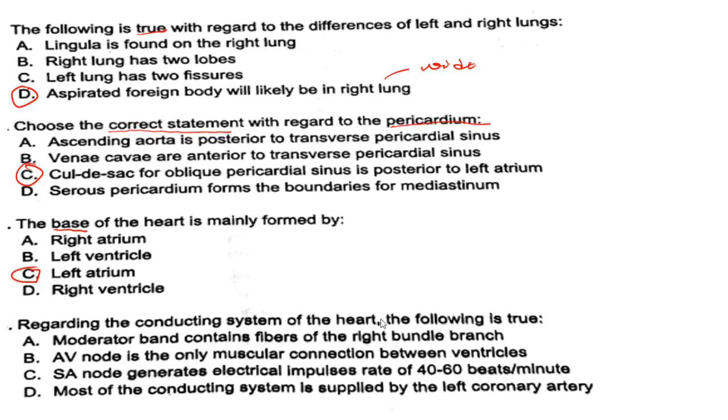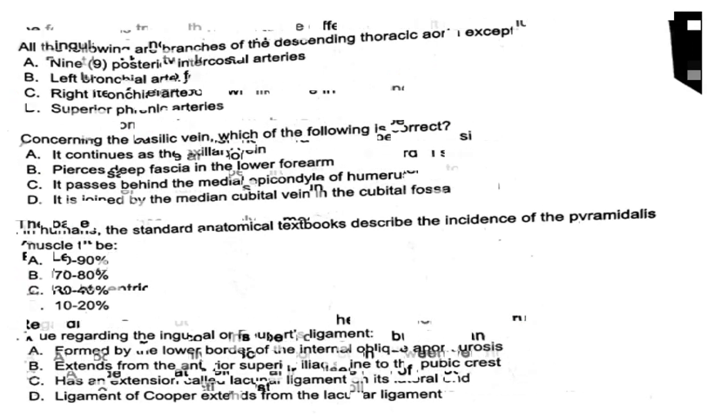Regarding the conductive system of the heart, the following is true. A. Moderator band contains fibers of the right bundle branch. B. AV node is the only muscular connection between ventricles. C. SA node generates electrical impulse rate of 40 to 60 beats per minute. D. Most of the conductive system is supplied by the left coronary artery. So the answer here is just A, which is moderator band contains fibers of the right bundle branch. So this statement is the only correct statement here.